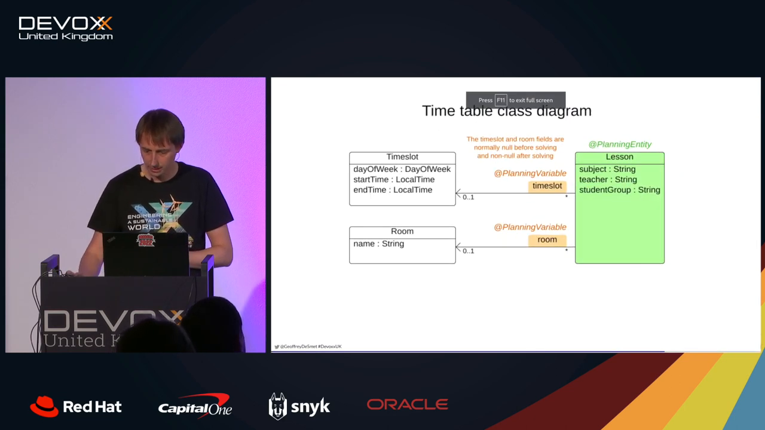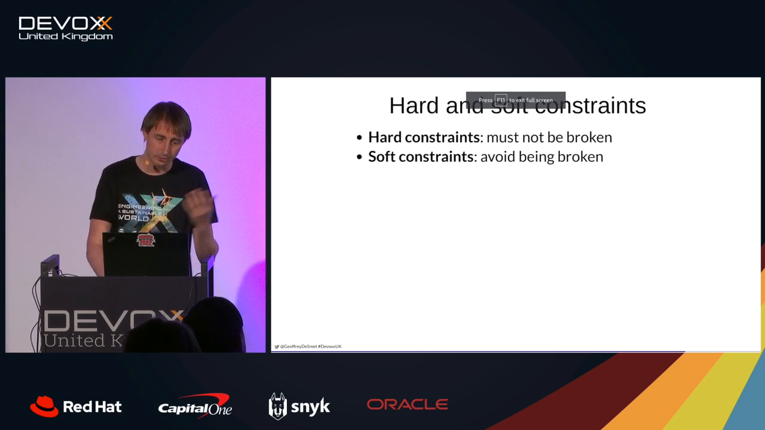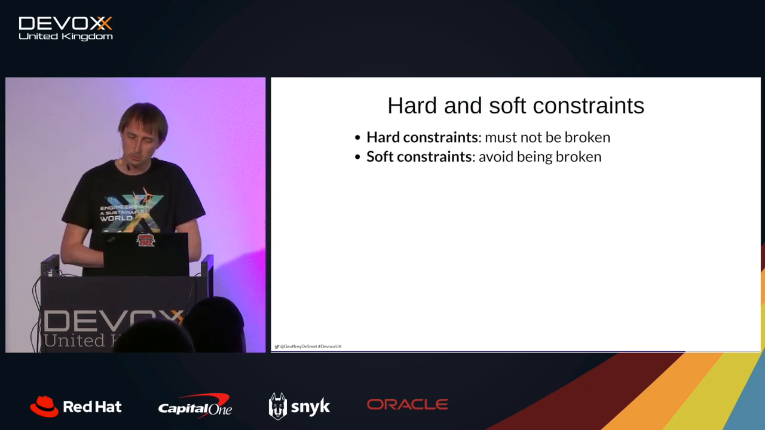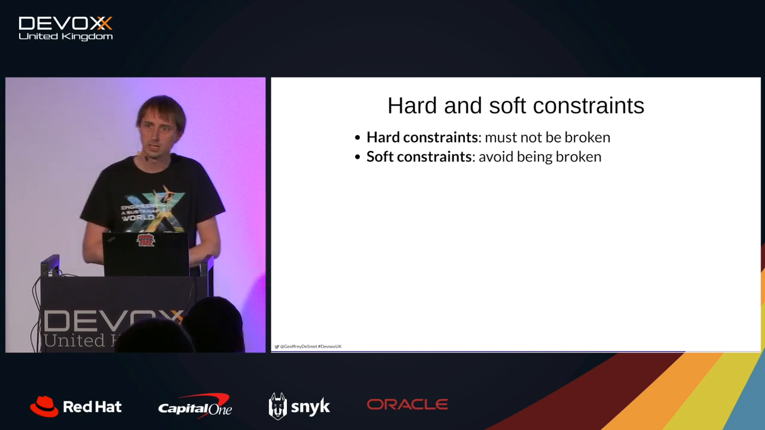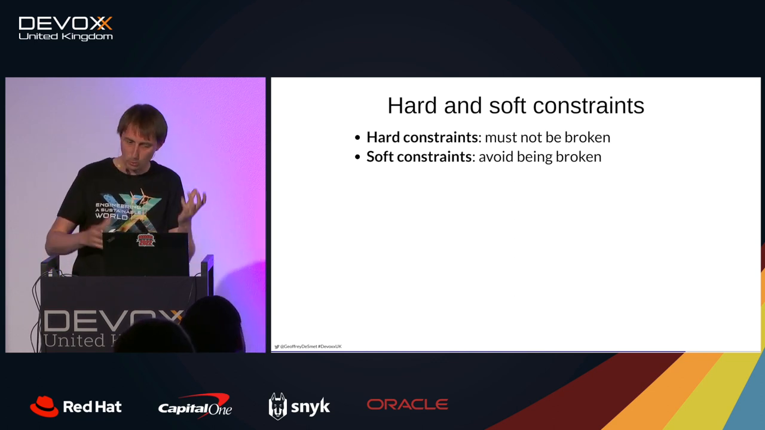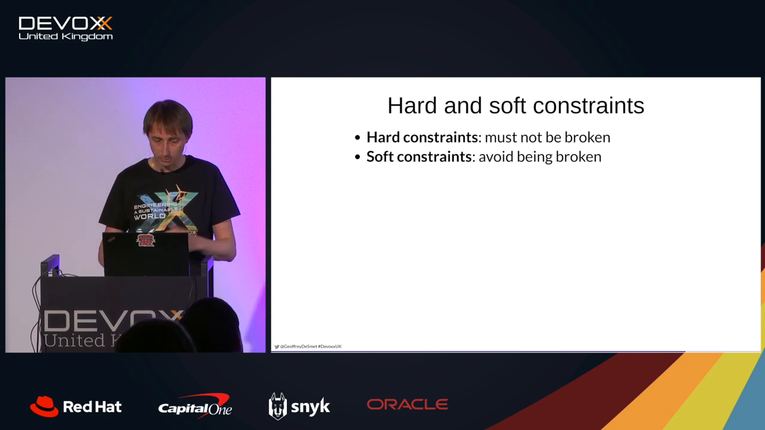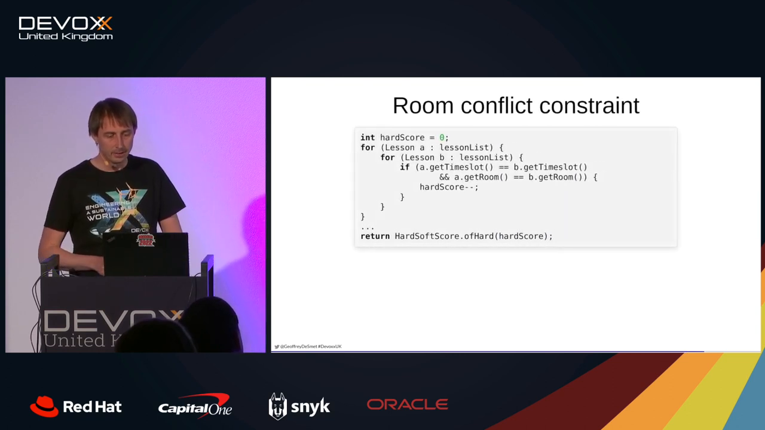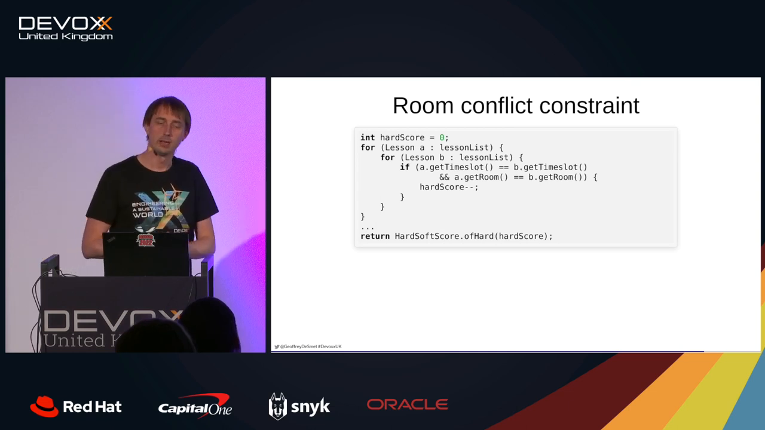So there are hard and soft constraints. Again, hard constraints must not be broken. Soft constraints, we don't want to break them, but if we have to, we will, and as few of them as possible, maybe weighted. Some soft constraints are more important than other soft constraints, right? One way you could do this is the following.